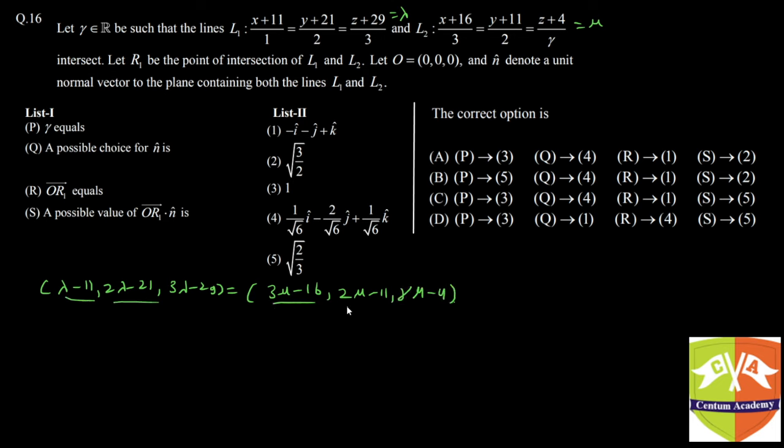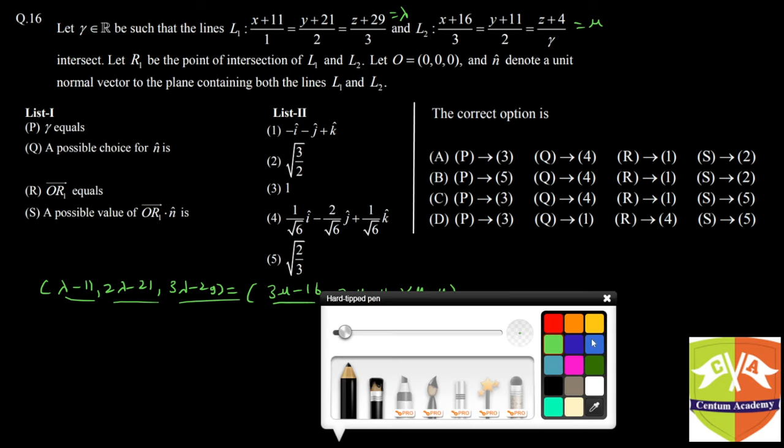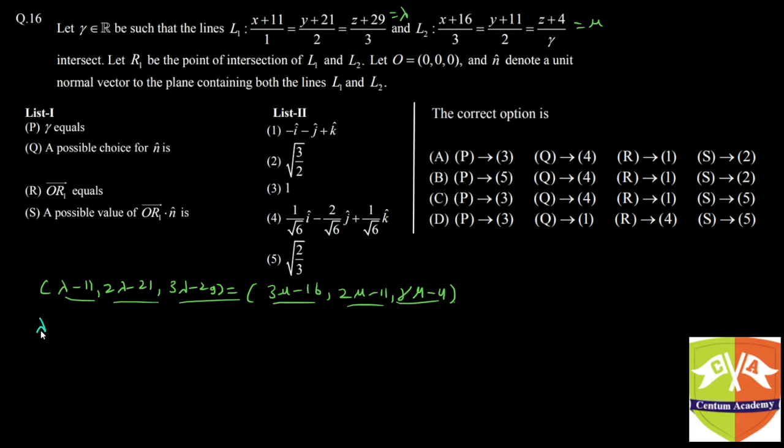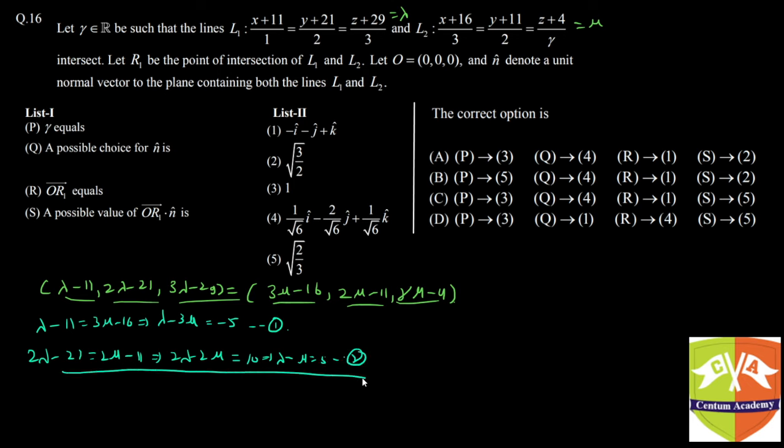If I equate x coordinates, y coordinates, I'll get two equations in two variables, solve them, and that's how I'll get gamma. So basically, first equation will be lambda minus 11 is equal to 3 mu minus 16. So lambda minus 3 mu equals minus 5, equation number 1. Similarly, if you equate the y coordinates, 2 lambda minus 21 is equal to 2 mu minus 11. So 2 lambda minus 2 mu equals 10. So lambda minus mu equals 5, number 2. If I subtract these, suppose I do 2 minus 1, then I'll get 2 mu equals 10, so mu equals 5. If I put mu equals 5 in any of these, I will get lambda as 10.